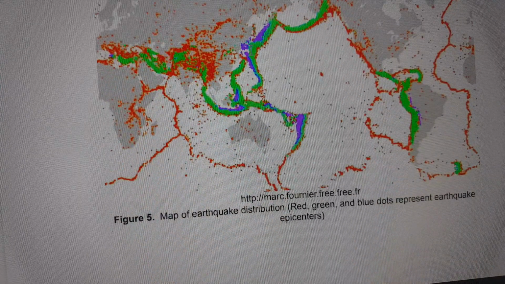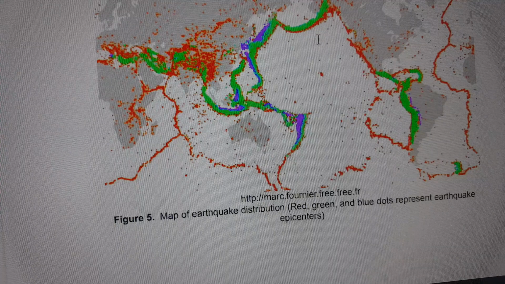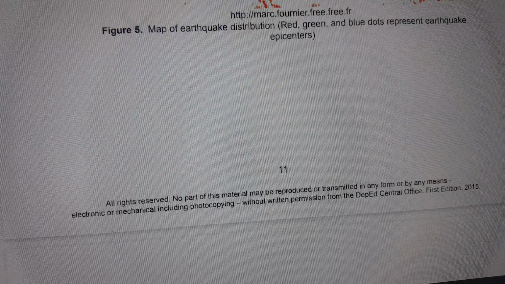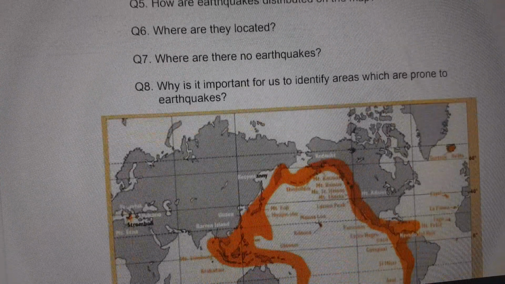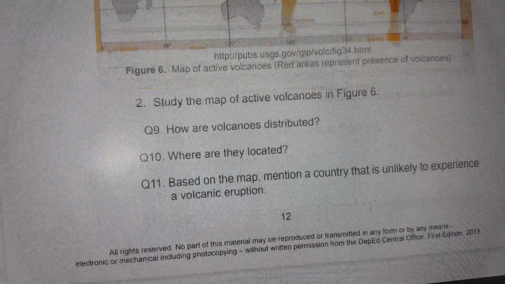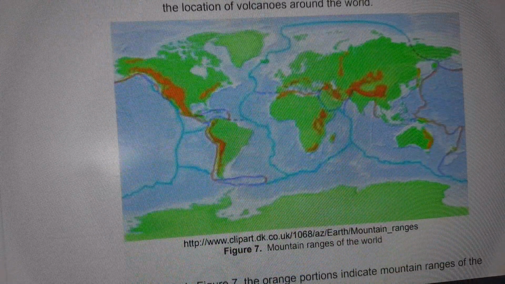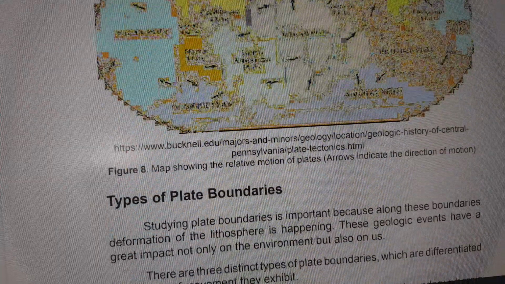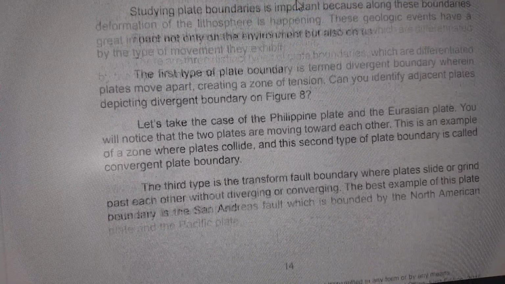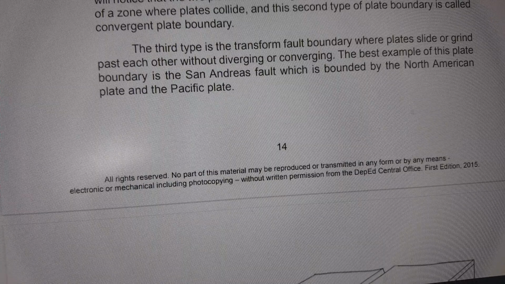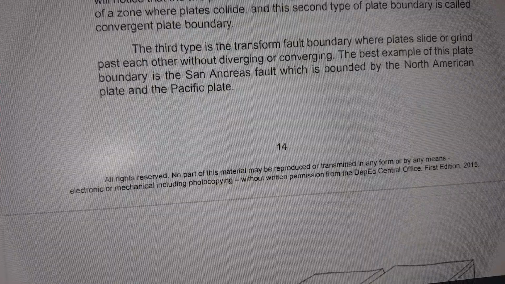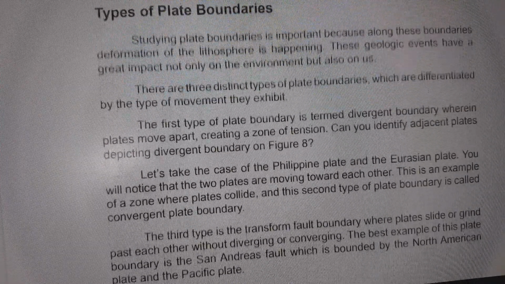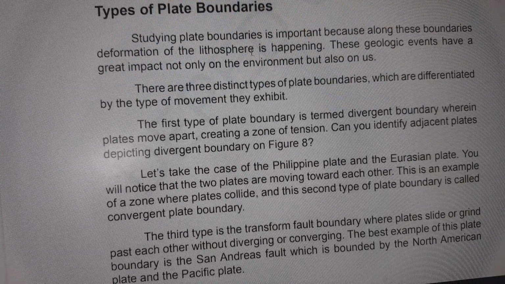Let's mark the boundaries. Okay, from the given illustration, we have the map here. Just follow the instruction. And I'm sure you're going to study. I mean, you're going to learn from this. Okay, now I wanted you to proceed to the types of plate boundaries.